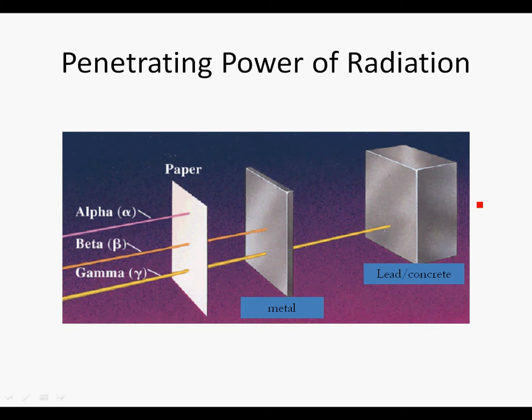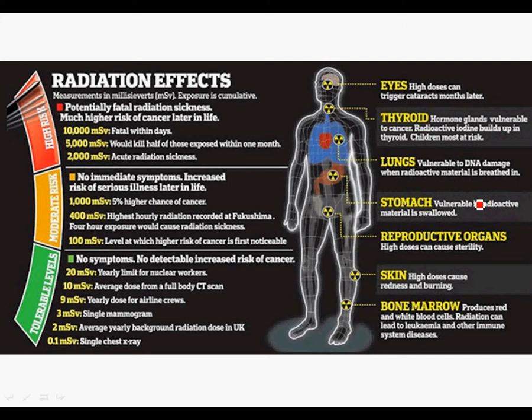You should know the penetrating power of these things, that alpha particles can be stopped by skin or paper. Beta can be stopped by a little thicker shielding, but luckily they're not as dangerous as alpha particles or gamma. But gamma goes through almost everything except for lead or concrete. Here's a little information about the effects of radiation on the body. Essentially, it'll target all sorts of things and cause DNA damage.